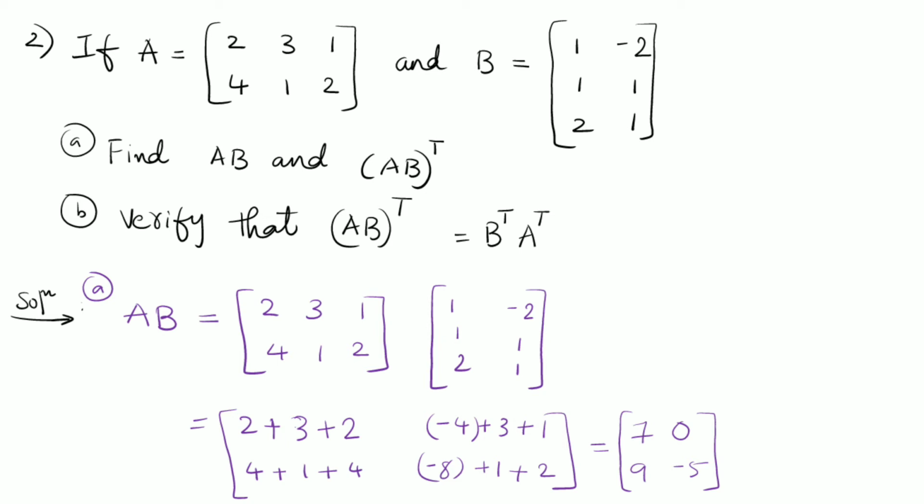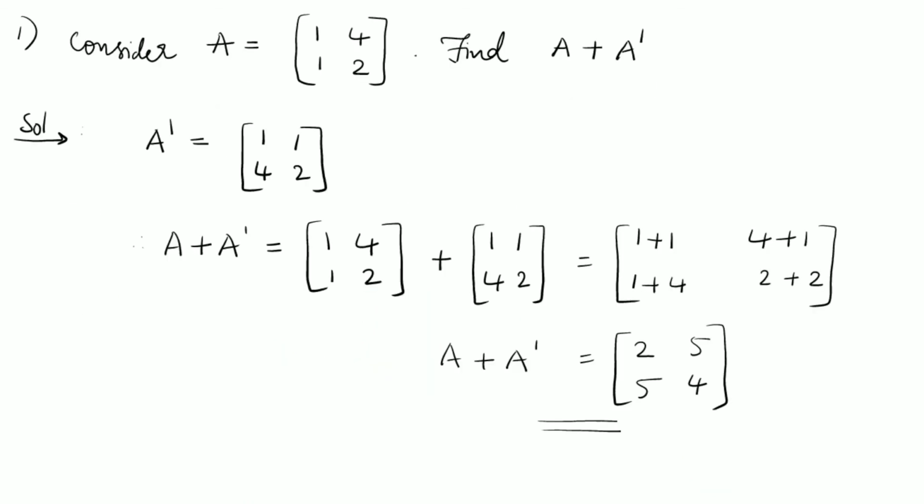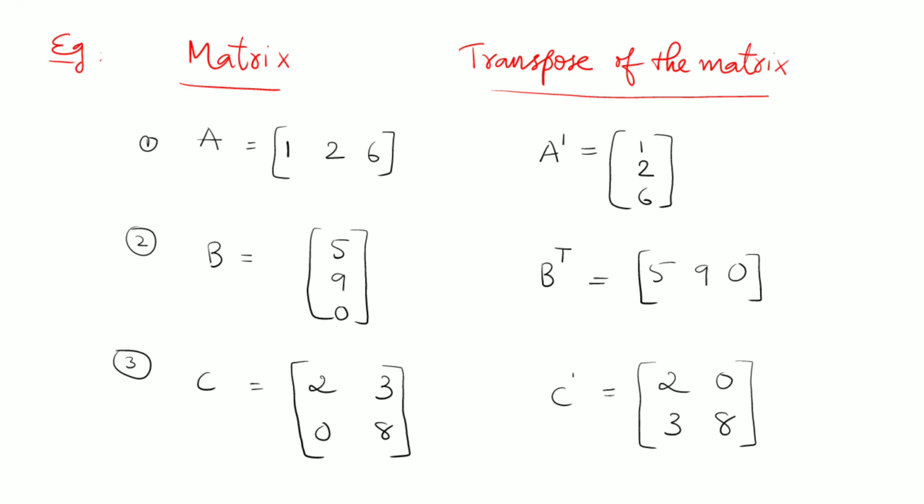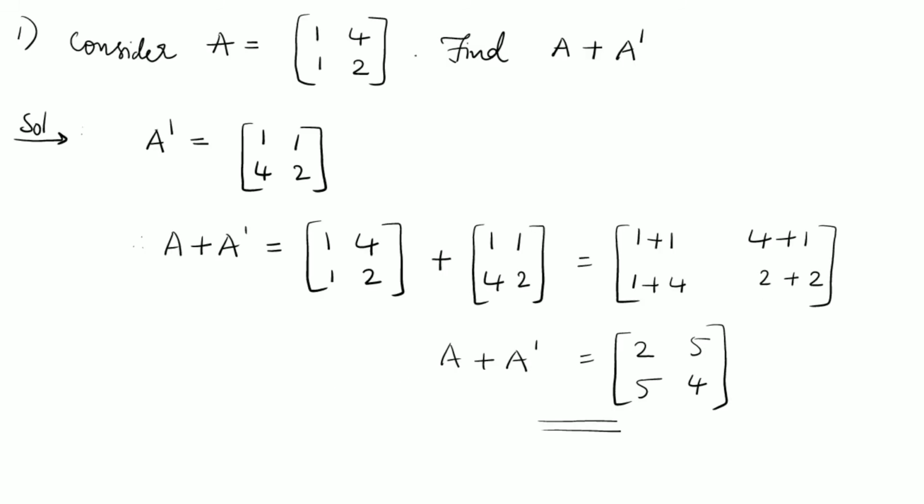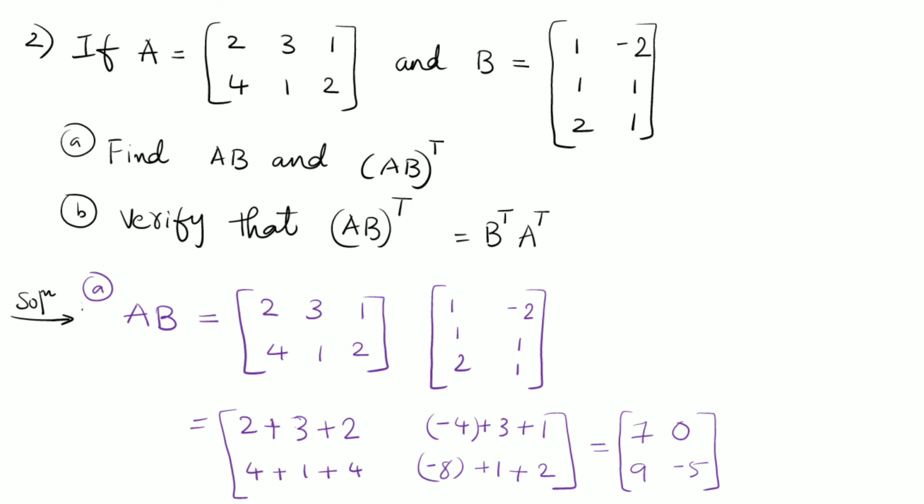Next it is first row, second column. That is 2 into minus 2, 3 into 1 and 1 into 1. You have to add. Then it is second row, first column. Then it is second row, second column. I have written the entries here. You just go through it. And the final answer you are getting is 7 0 9 minus 5. So the matrix is 7 0 9 and minus 5.